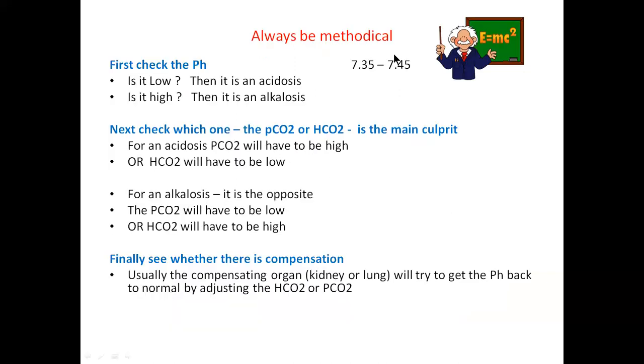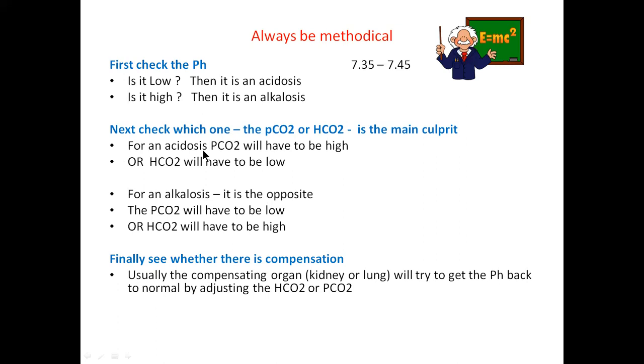So this is an important principle in medicine. Always be methodical. Don't jump from place to place. Very, very important principle. So the first thing you are going to check when you get an ABG is the pH. You decide, is it low? Then it's an acidosis. If it is high, then it's an alkalosis. So that's number one. Next, you see which is the main culprit.